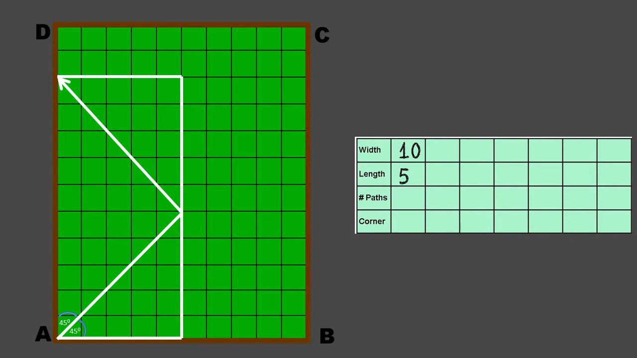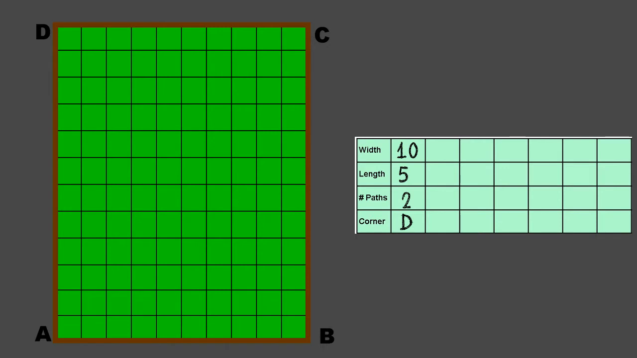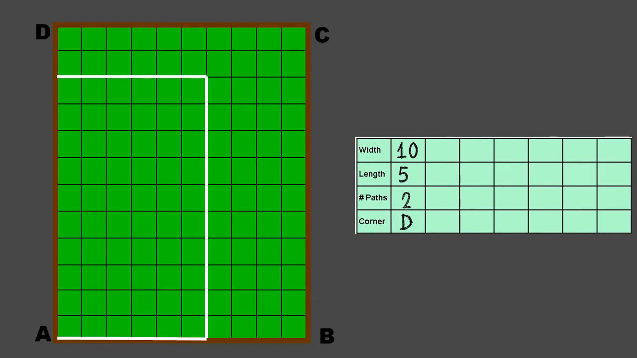Now we want to look at what path it took. It took that first path, and that went to that 5-5 point, and then from the 5-5 point up to that corner point of 0-10. So we then hit that, and we have two lengths of paths, or two paths it took. So we write in the 2, and what corner it ended up with was D. Now that's our first one, and we're going to start to notice a pattern as we do this activity again.